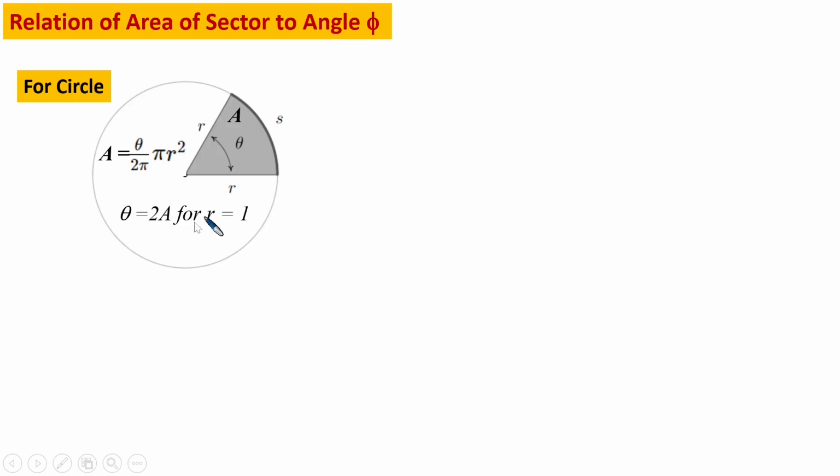Now for completeness' sake, and also to understand an accelerated frame of reference, which is very important, we are going to do this. For a circle we know the area of the sector is pi r square times the fraction theta by 2 pi. So pi gets cancelled and I am taking r as 1. So theta is twice the area. This theta is proportional to twice the area, or you can say area is proportional to half the theta, for r equal to 1.